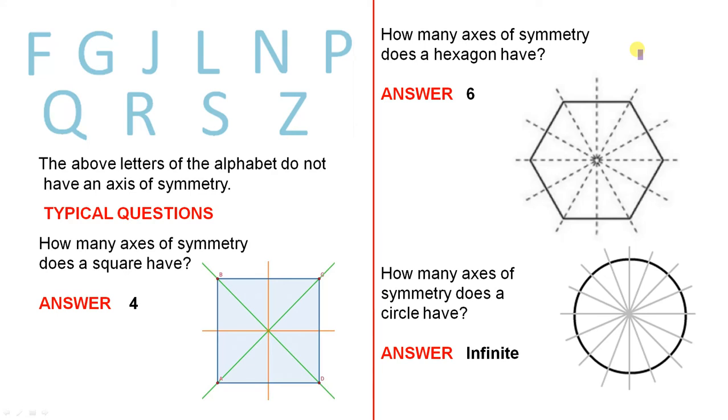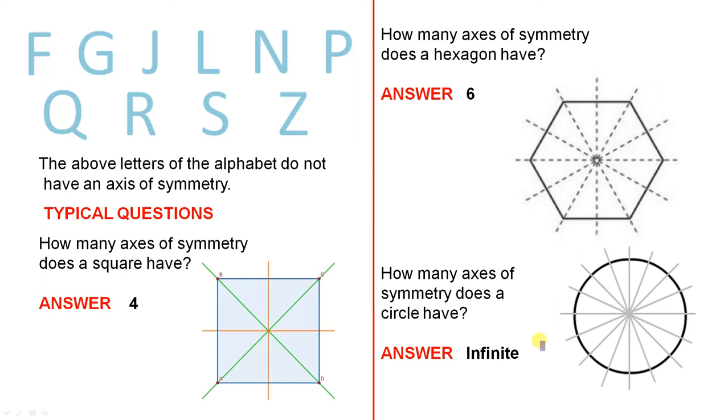How many axes of symmetry does a hexagon have? Now a hexagon is a six-sided shape. It's a regular hexagon, which means all the sides and angles are equal. Because of that, there are six axes of symmetry, and you can see how we've drawn them. And so the hexagon does have line symmetry.